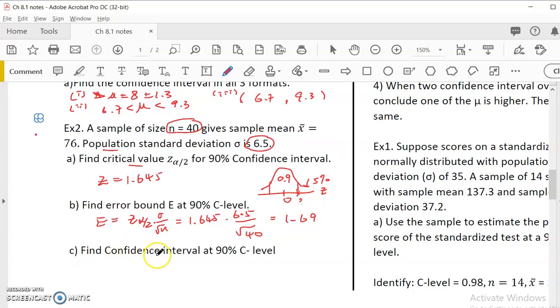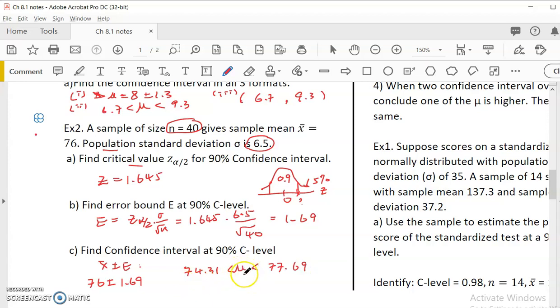Okay, find the confidence interval. So we say x bar plus and minus E, right? So in plus and minus notation, x bar is 76, so 76 plus and minus 1.69. If I want to do inequality notation, I would say 76 minus 1.69 is 74.31, and then 76 plus 1.69 is easier, 77.69. And that is the interval.